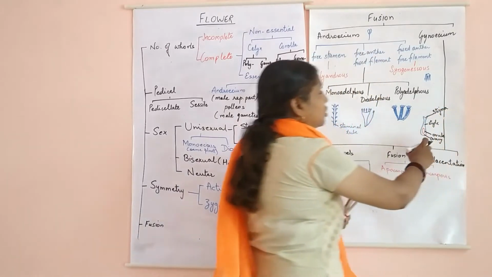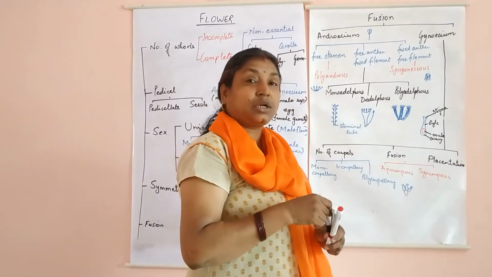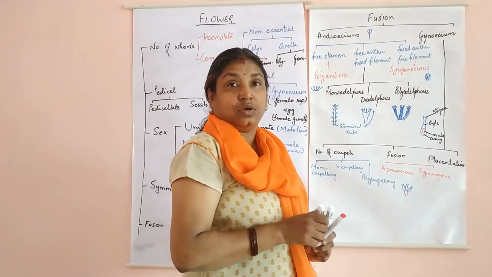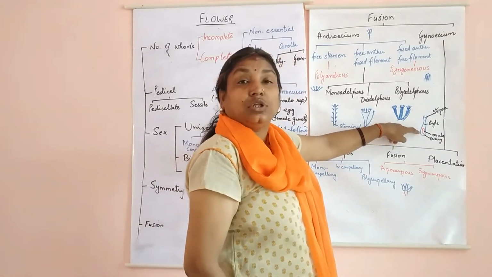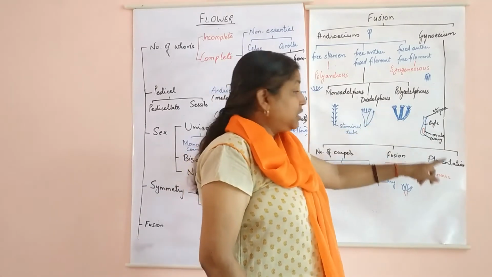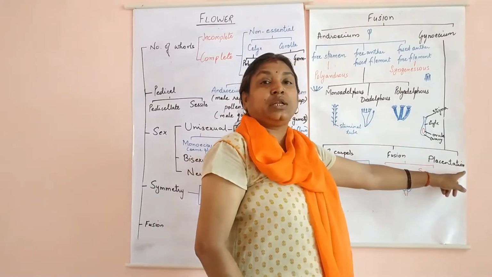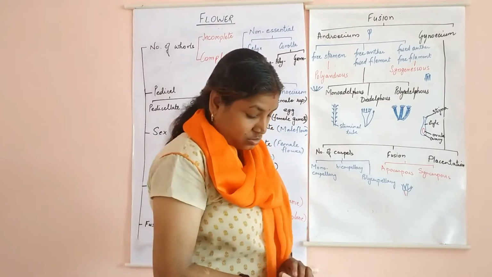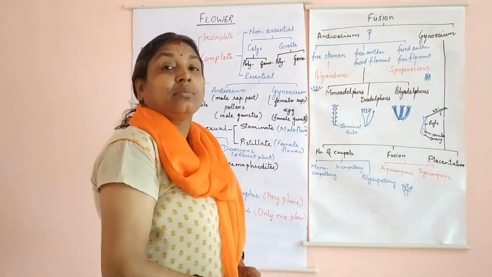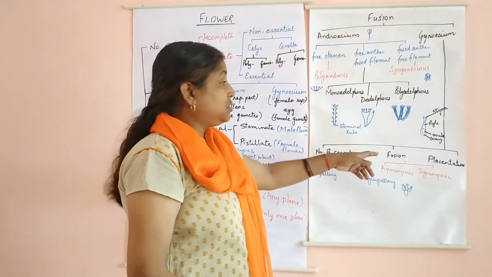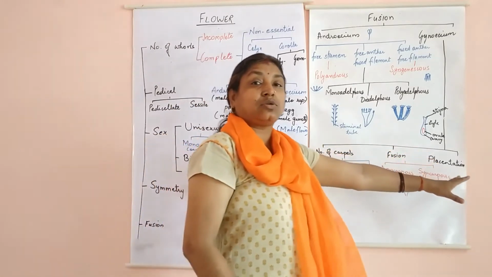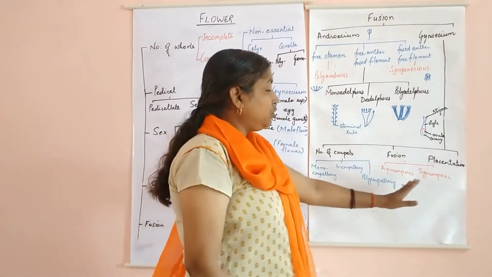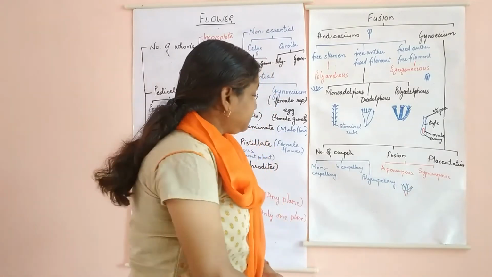So, this is the structure of your gynoecium, a typical gynoecium. Now here you can see the ovules inside the ovary. How these ovules are arranged inside the ovary will tell you the placentation. Placentation is nothing but the arrangement of ovules inside the ovary. Now how does it look? As we continue with this, you will come to know.